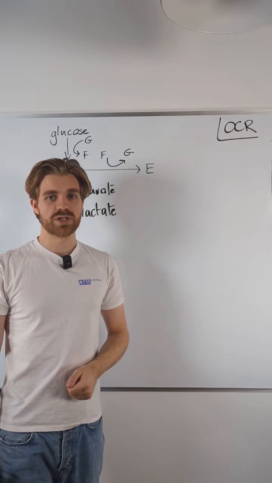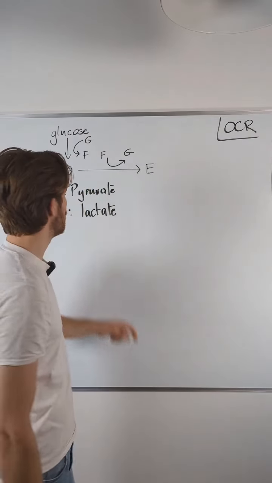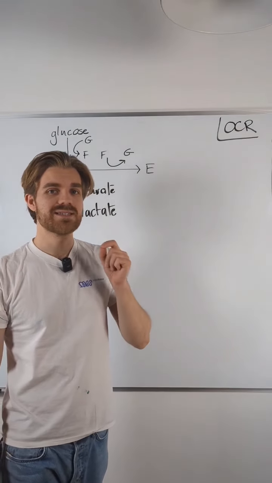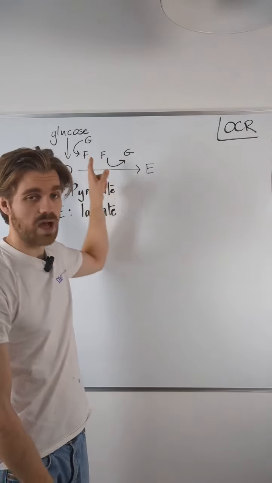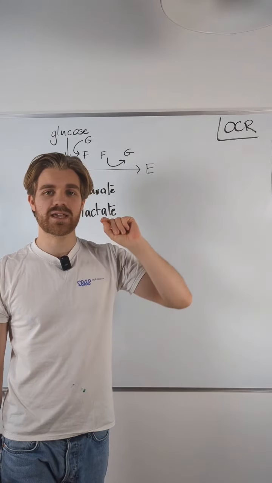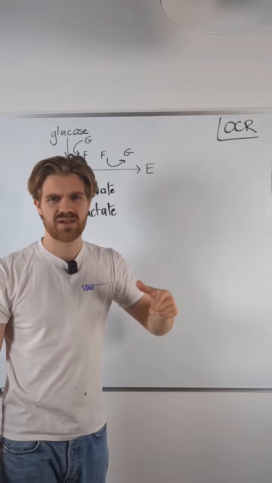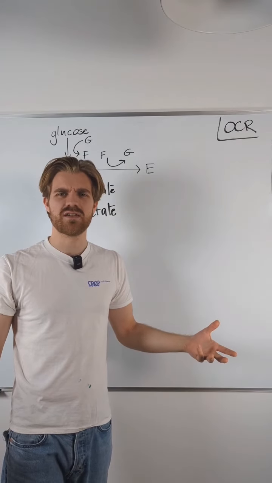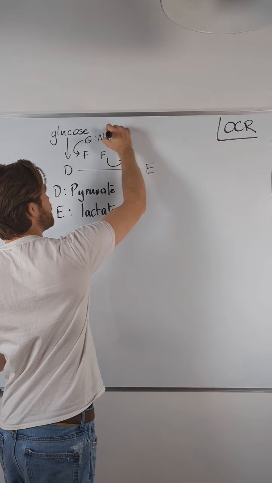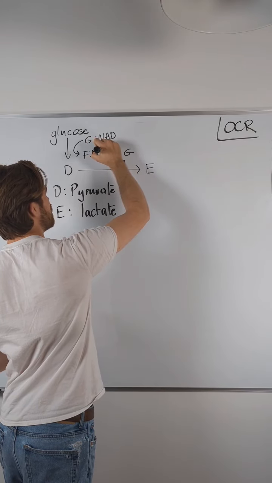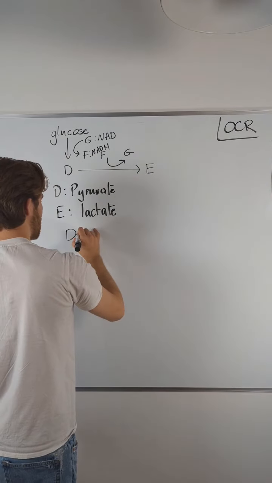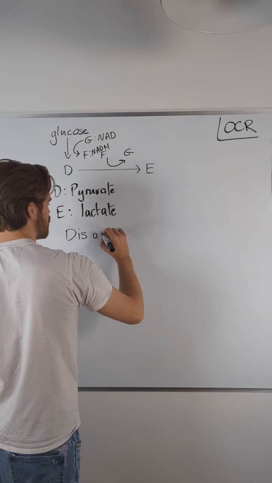The second part of the question asks us, what is the importance of D in this process? D is necessary because D acts as a hydrogen acceptor from F in order to be produced into E. And that means that F can be recycled back into G. So what are F and G? Well, we know that G must be NAD and F must be NADH. So D is a hydrogen acceptor.